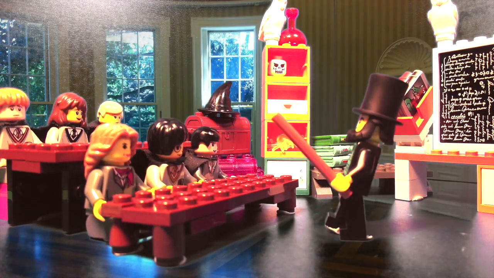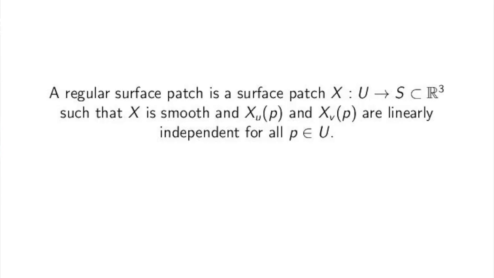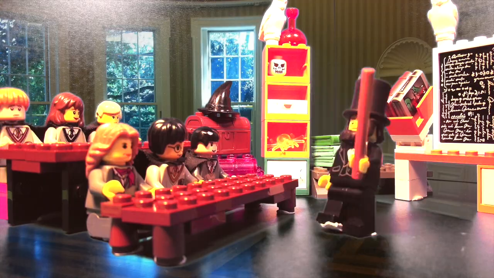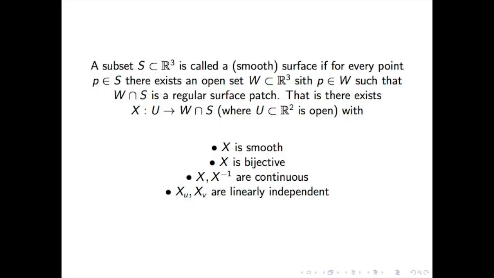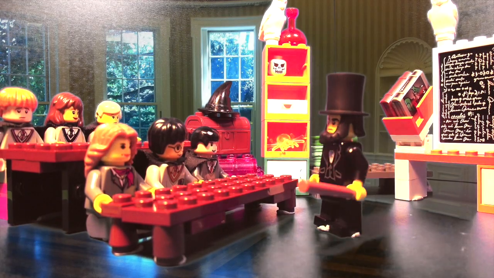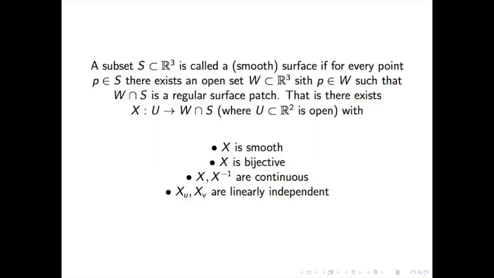Further, if our parameterization X is smooth and the partial derivatives XU and XV are linearly independent, then we have a regular surface patch. A subset S of R3 is called a surface if for every point P in S there is an open neighbourhood W of P such that the intersection of W and S is a regular surface patch.